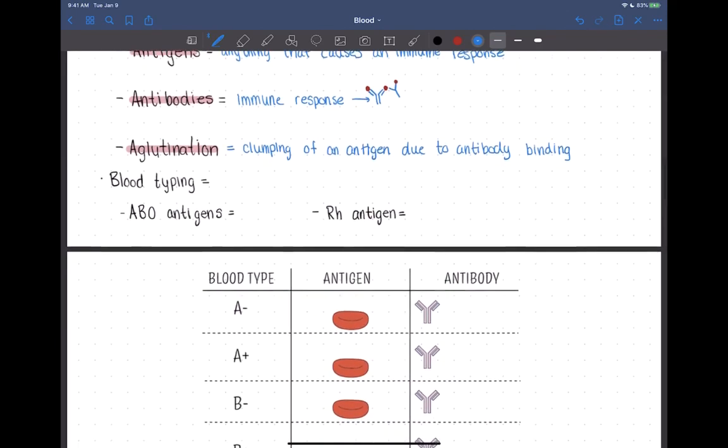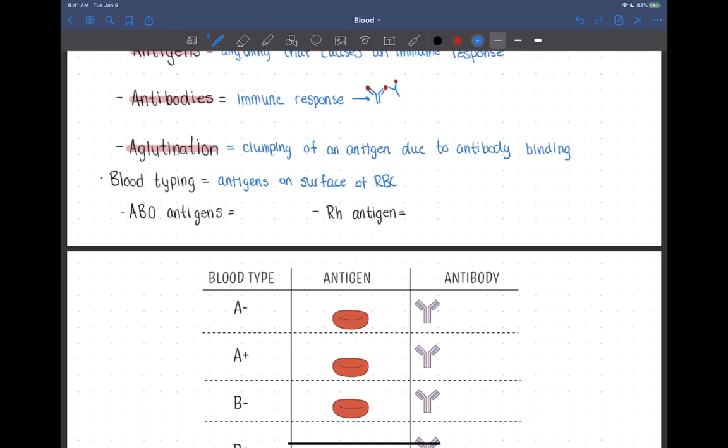Now let's talk about blood typing and how these terms relate to that. For blood typing, we use two different groups: the ABO system and the plus-minus system. These are based on what antigens are present on the cells. Blood typing is the antigens on the surface of the red blood cells.